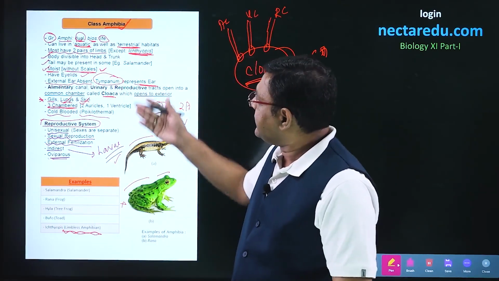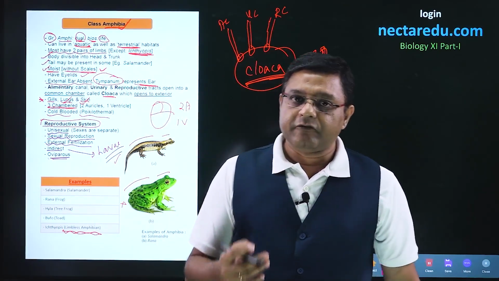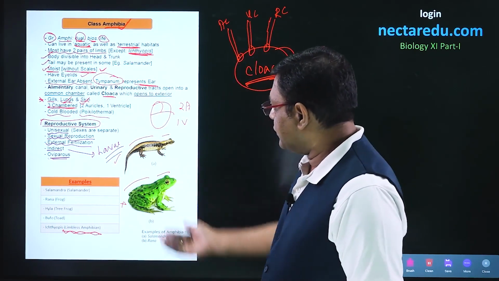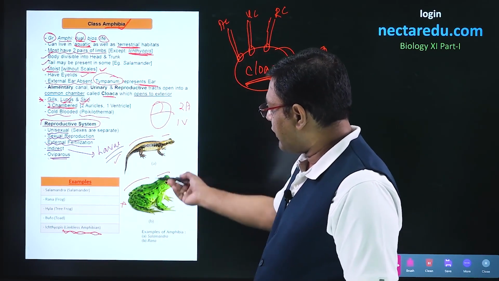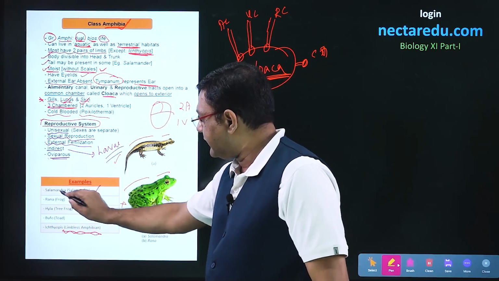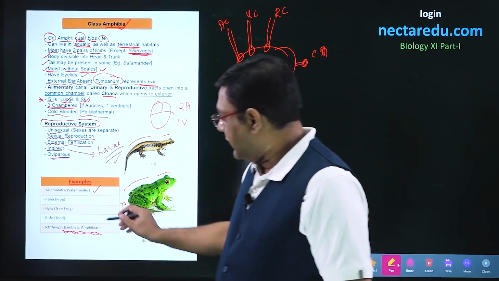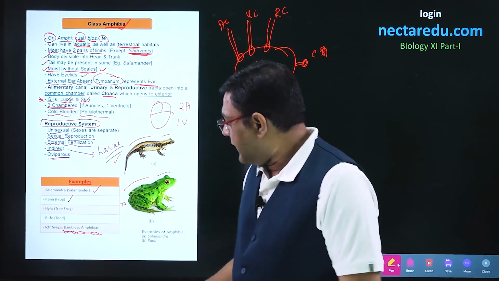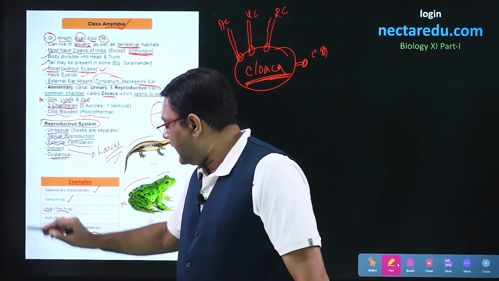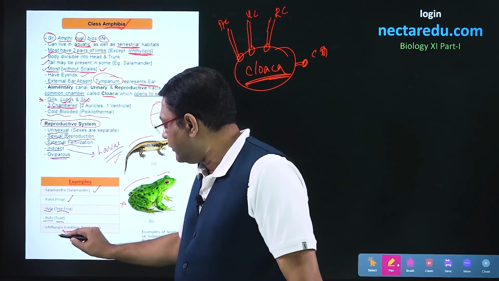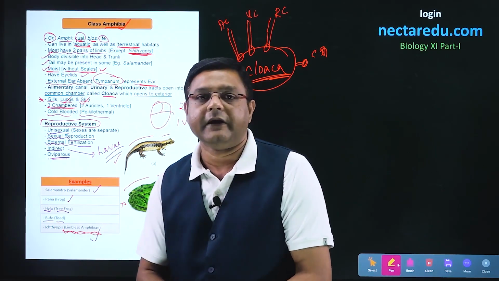After completing the details of class Amphibia, we come to the examples. The first example we talked of, in which tail was present, is called Salamandra or salamander. In frog, Rana tigrina is the common one. Then tree frog is Hyla, toad is Bufo, and Ichthyopis was the limbless amphibian.